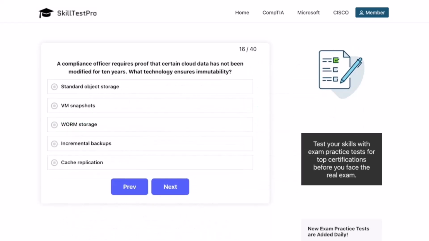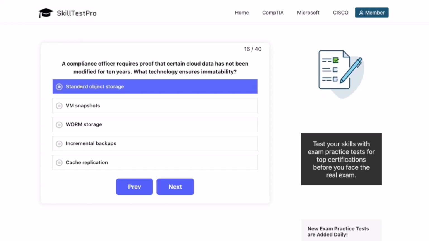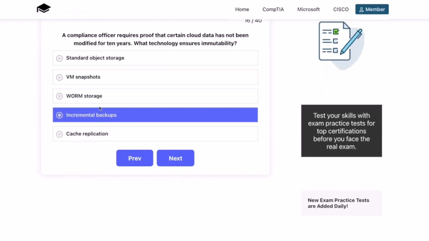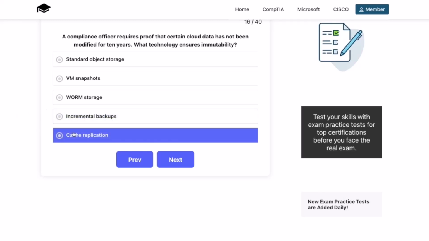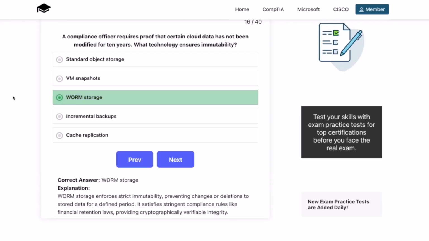All right, question 16. A compliance officer requires proof that certain cloud data has not been modified for 10 years. What technology ensures immutability? Standard object storage? VM snapshots? WORM storage? Incremental backups? Or cache replication? Correct answer is WORM storage.